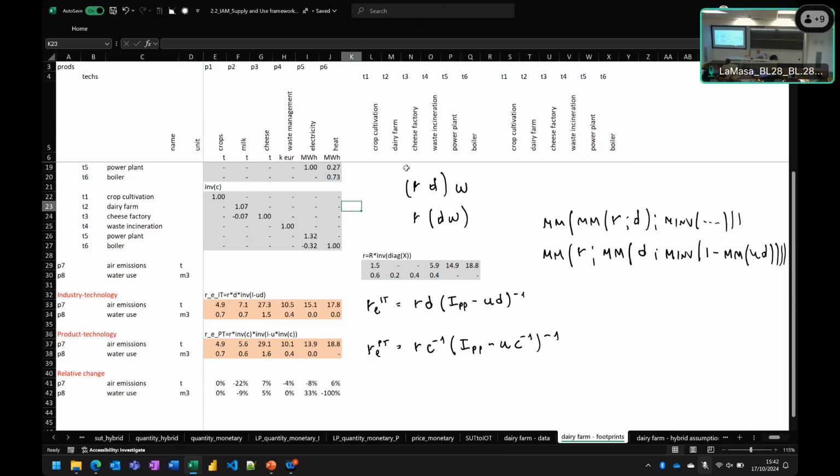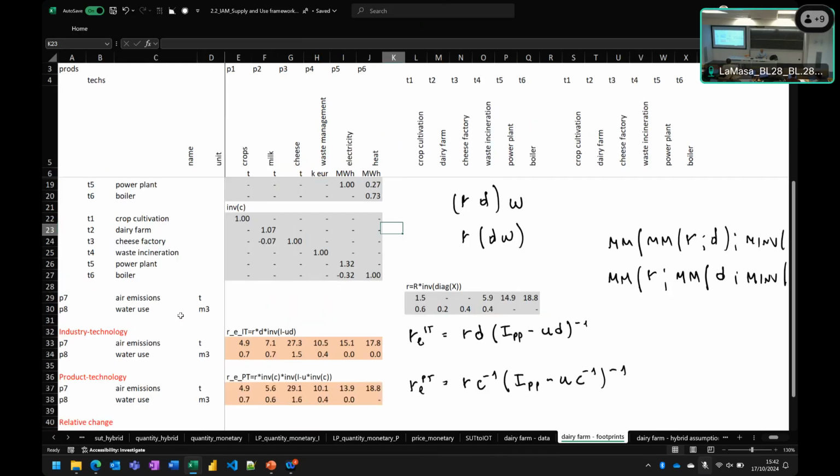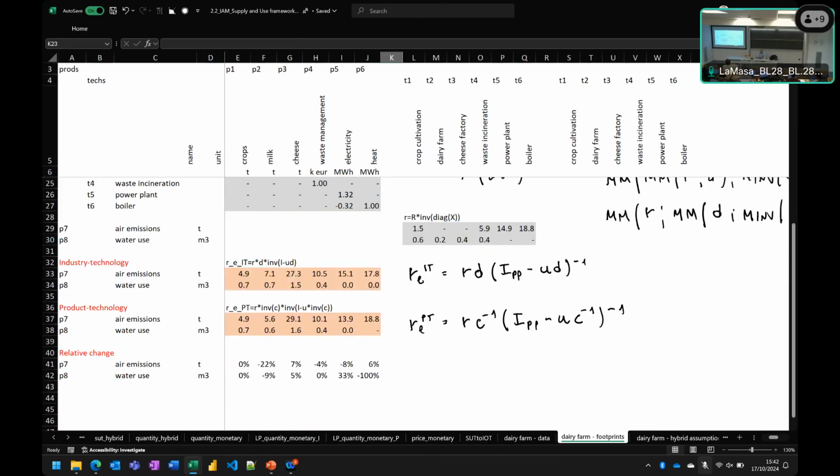I also put below a relative difference between the product technology and the industry technology. It means that if you look at negatives, the product technology values are less than the industry technology values, and vice versa. So let's say I would highlight some. First, let's focus on milk and cheese, because the problem was on milk and cheese, that actually are the endpoints of our small supply chain.